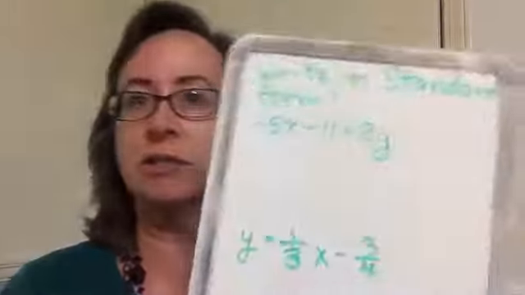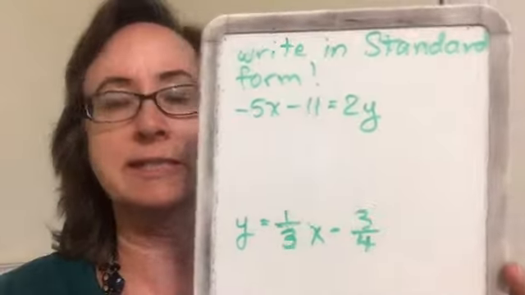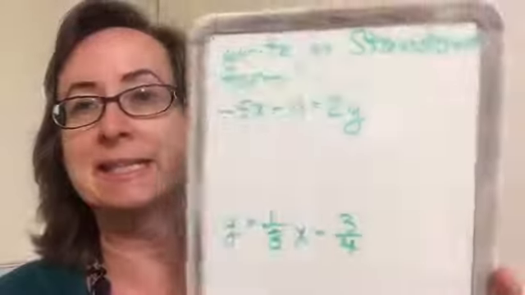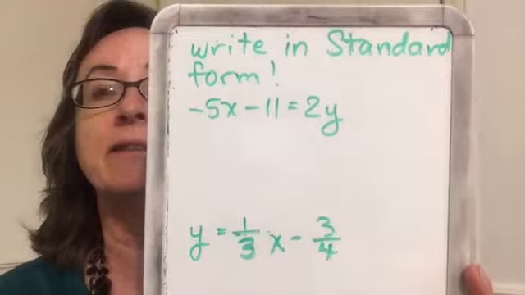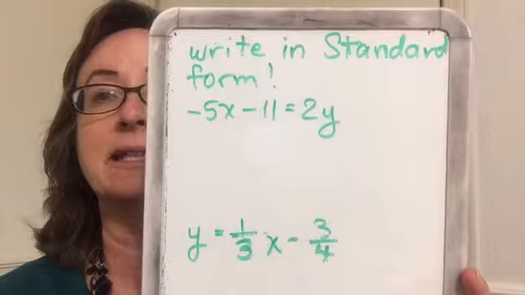Now remember, in 4.3, we are actually writing the equations of the line. So it's a little bit harder. This first set of questions says, write in standard form, and it gives me an equation. And the equation is not in standard form.